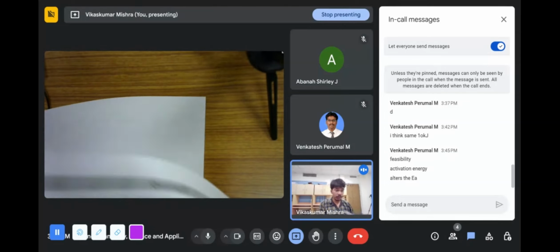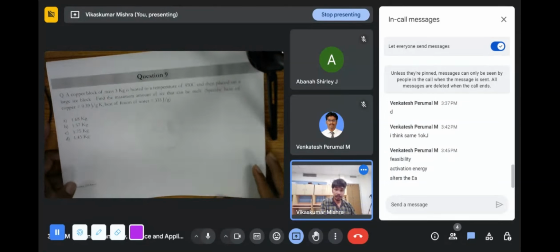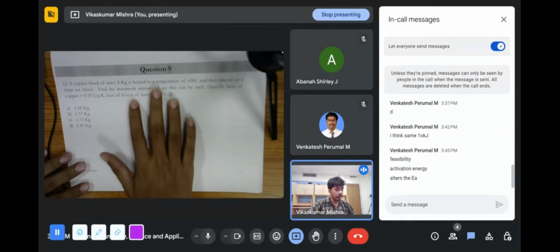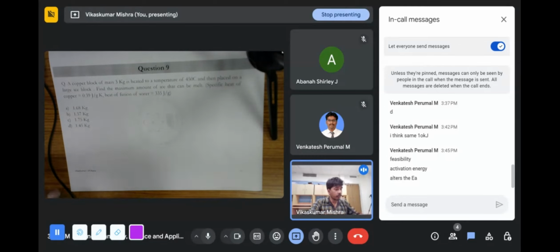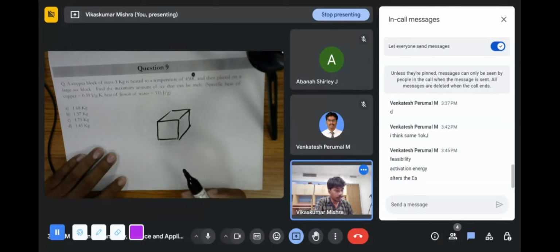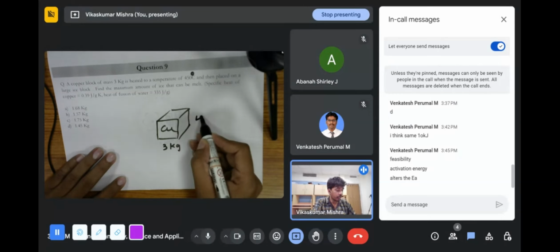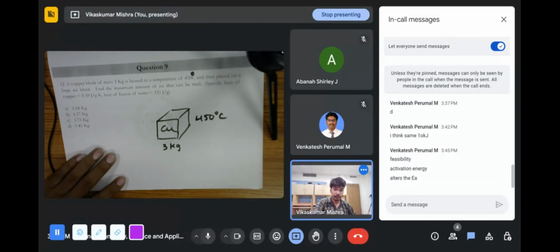So this will be our last question of this particular session, and let's try to solve it. It's numerical type. So here, let's read it first. A copper block of mass 3 kg is heated to a temperature of 450 degrees Celsius. Okay, forgot to write degree. So we have the copper block, and it has a mass of 3 kg. And we have put it in the furnace and heated it, and now the current temperature is 450 degrees Celsius. Okay, this is the temperature of the copper block.